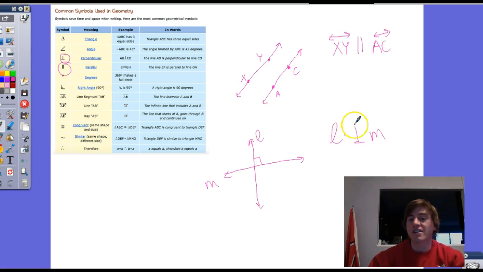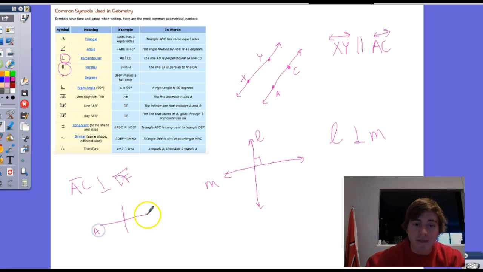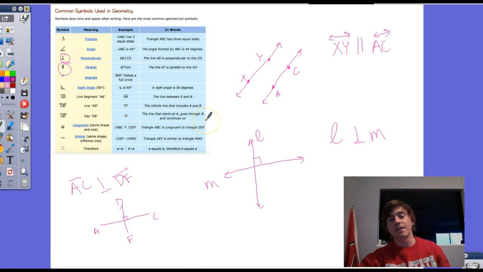So if I were to say line segment AC is perpendicular to line segment DF, then you would just draw two line segments like this, AC, DF. Here they are perpendicular. Okay, and in the next video, we'll talk more about how to name polygons and things like that.